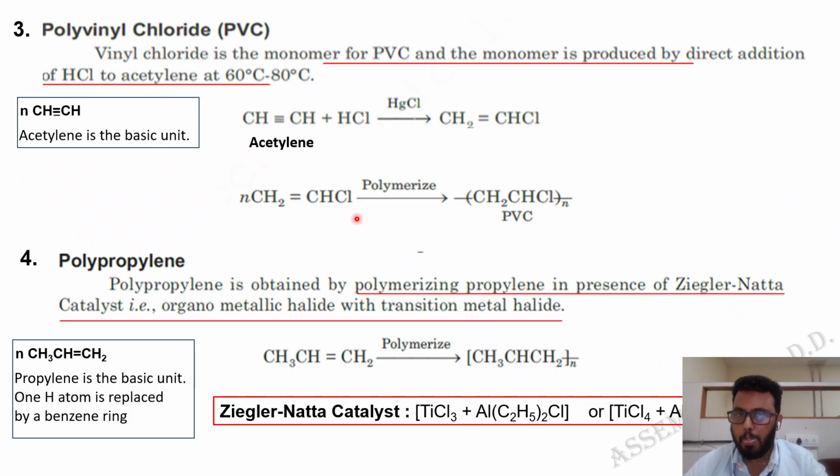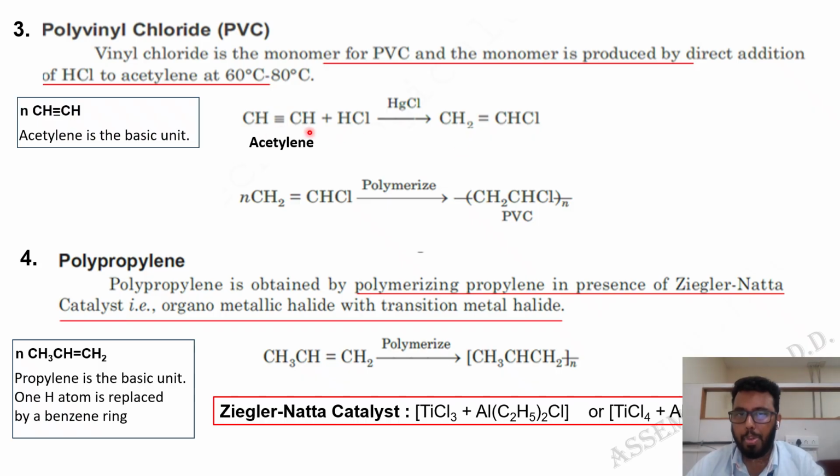Polyvinyl chloride, this is one of the important polymers. Vinyl chloride is the monomer for PVC, and the monomer is produced by direct addition of HCl to acetylene. Acetylene is an alkyne molecule, similar to the olefin we have seen, CH2 double bond CH2. Here we take CH triple bond CH and react it with hydrochloric acid, HCl, in the presence of mercurous chloride, HgCl, to form an addition reaction.